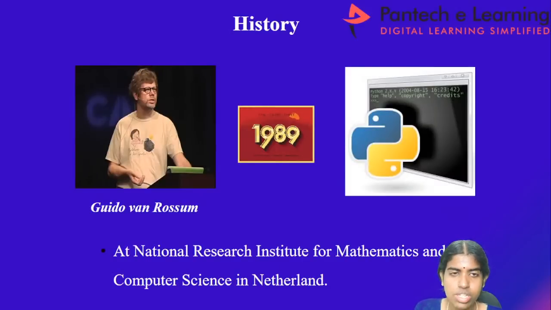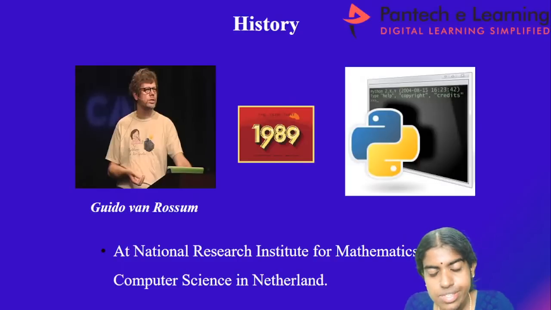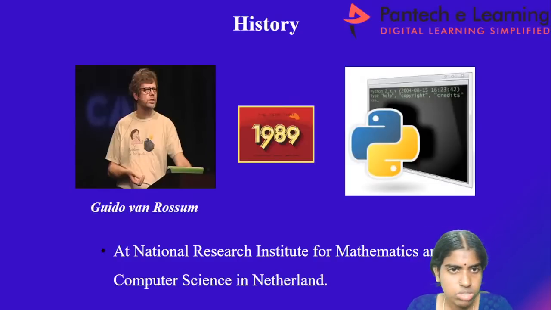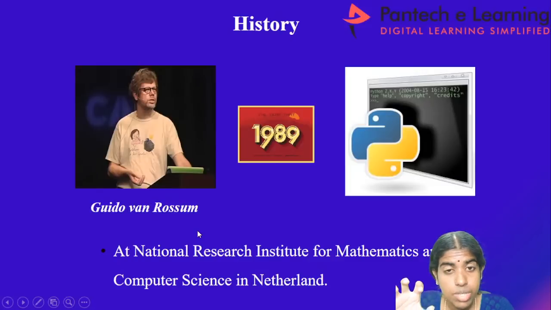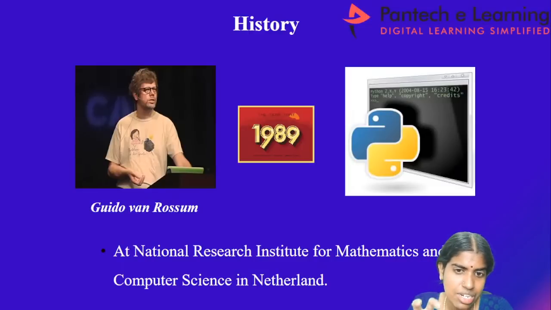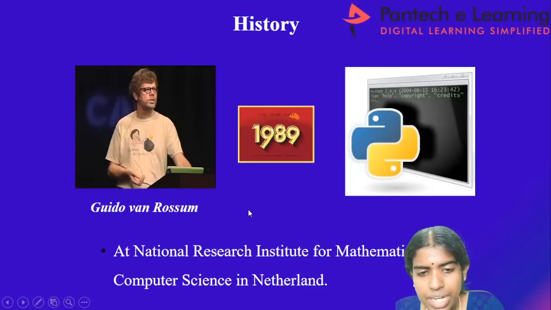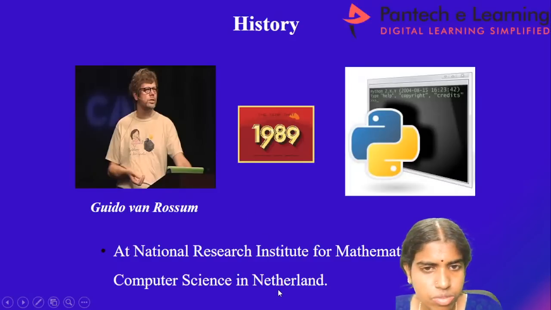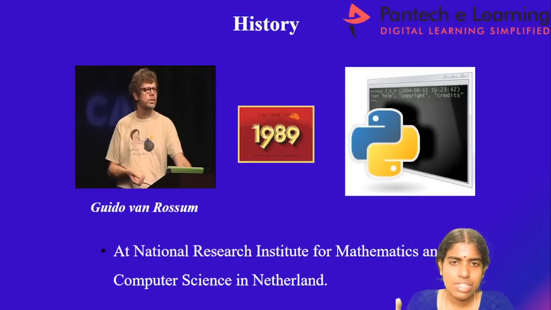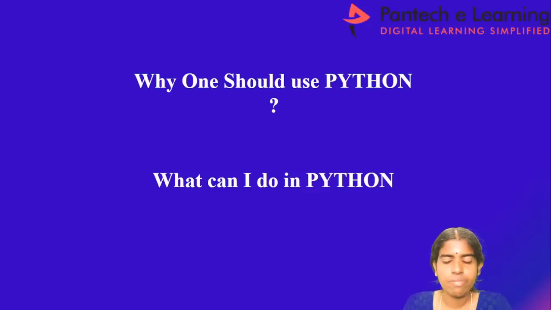So next I am going to discuss with you the history of this Python language. Guido von Rossum is the person who invented this language at National Research Institute for Mathematics and Computer Science in Netherlands in the year 1989. Clear with this? So Guido von Rossum invented this language at National Research Institute for Mathematics and Computer Science in Netherlands. This language was invented in the year 1989.